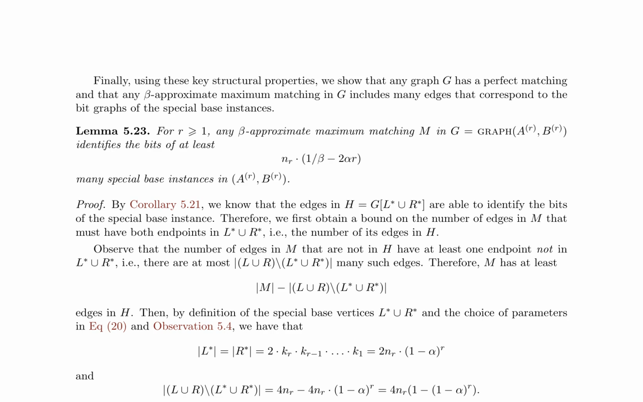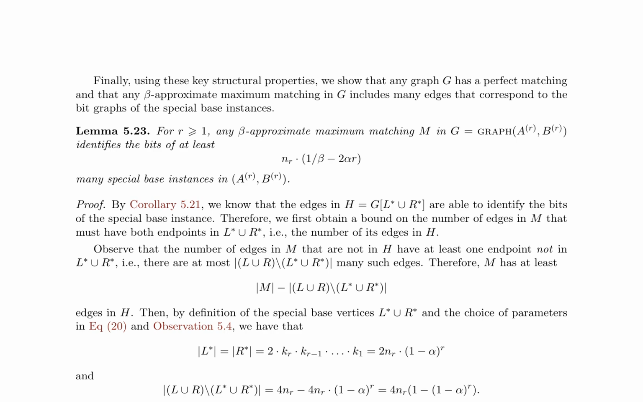approximate maximum matching in the graph $G = $ graph $A_R, B_R$. The proof begins by observing that the edges in the subgraph $H = G[L^* \cup R^*]$ can identify the bits of the special base instance. The number of edges in the matching $M$ that must have both endpoints in $L^* \cup R^*$ is then bounded from below.